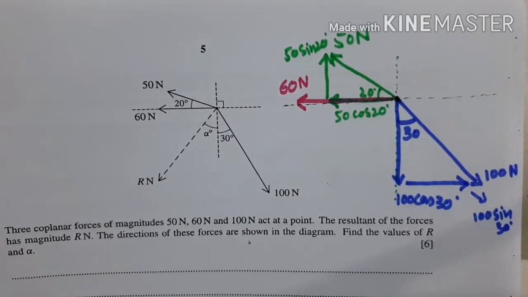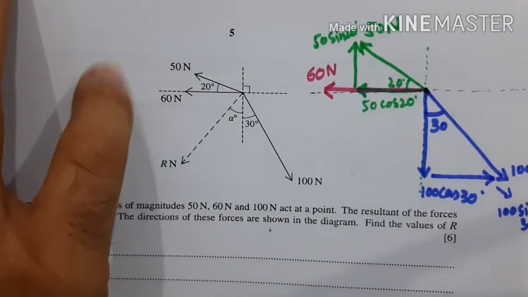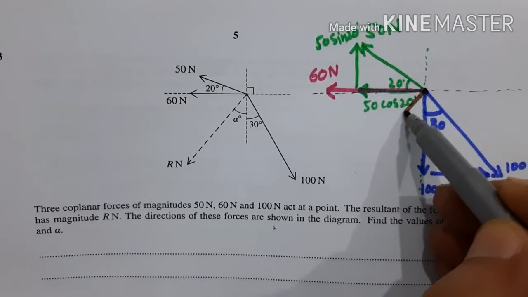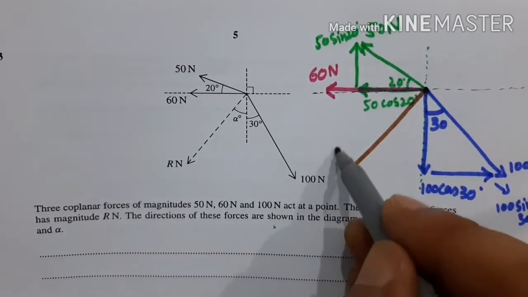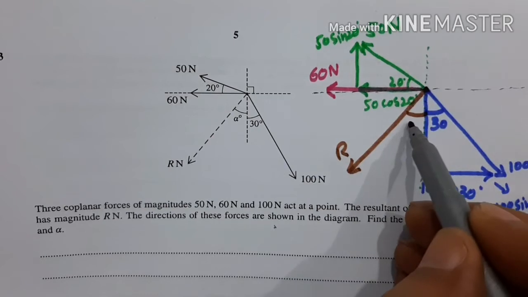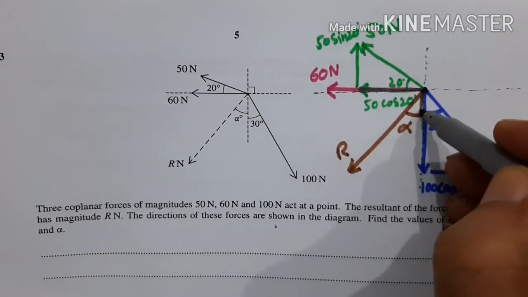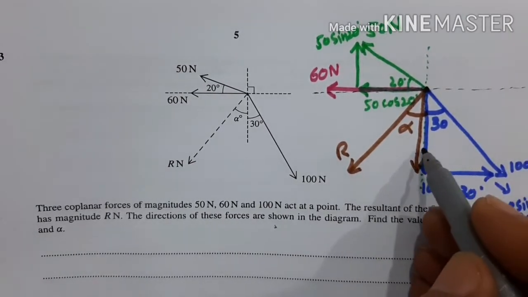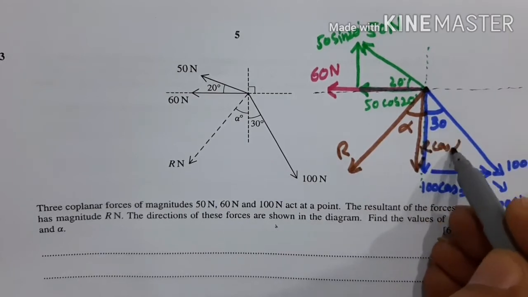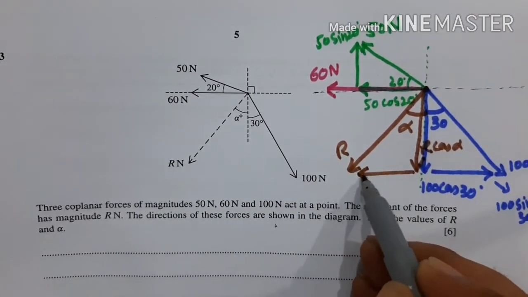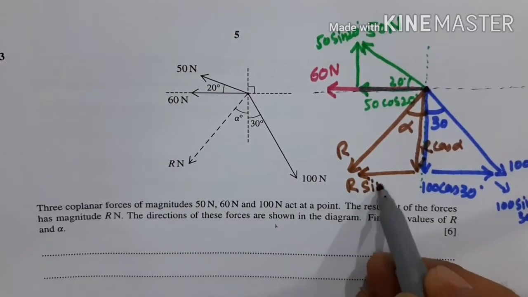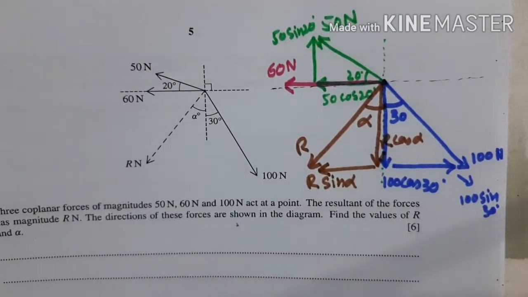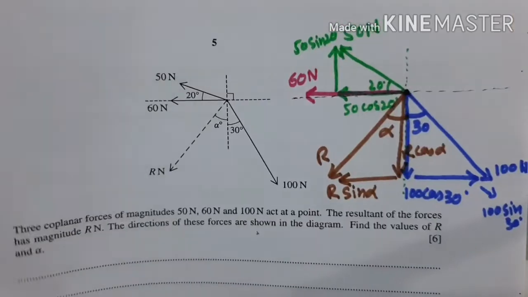Okay, and this is the resultant force R. So this is alpha. It means this will be the horizontal component of the resultant, which is R cos alpha, and this is the vertical component of R, which is R sine alpha. So this is the vector diagram of this whole question.